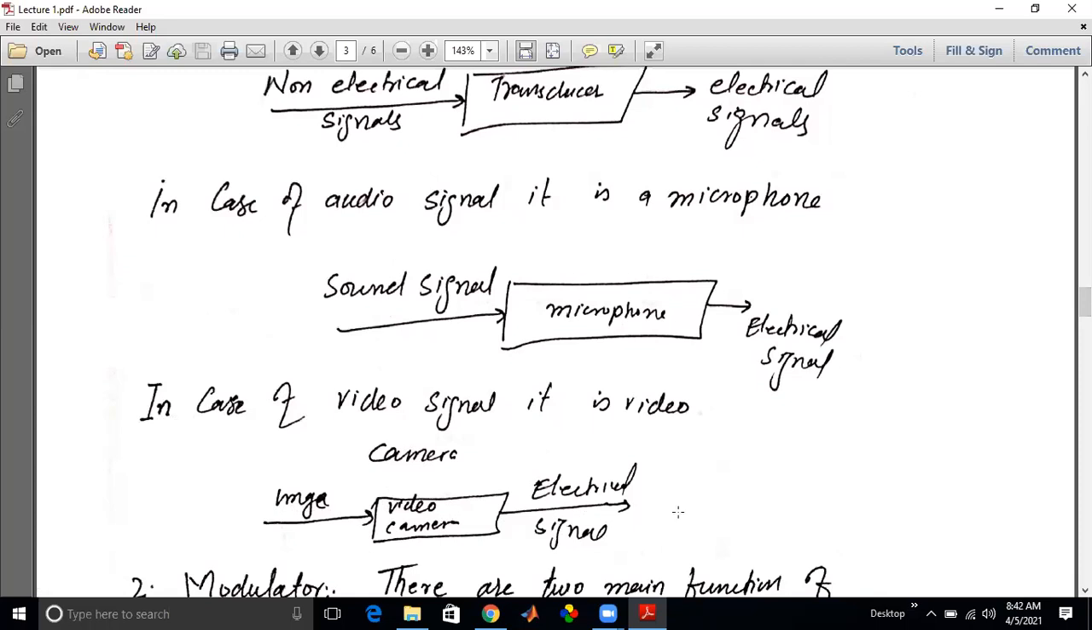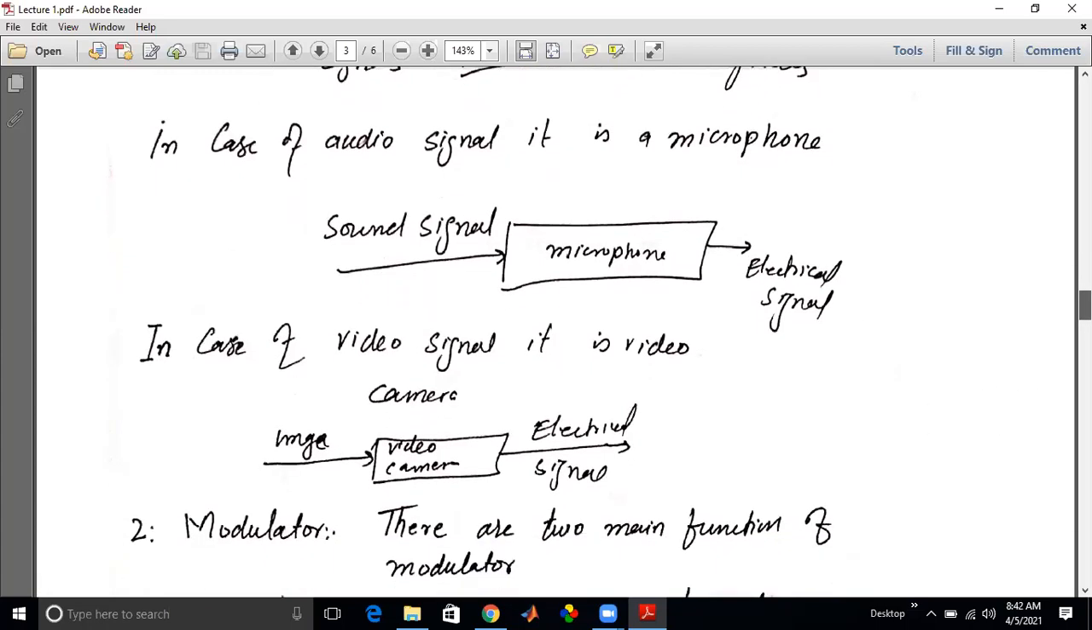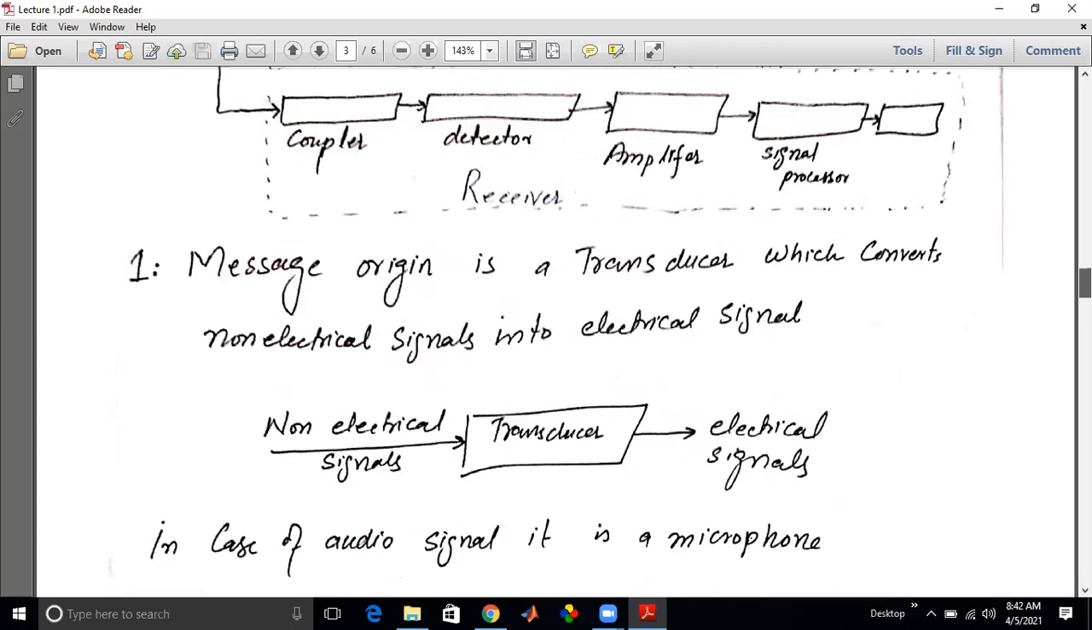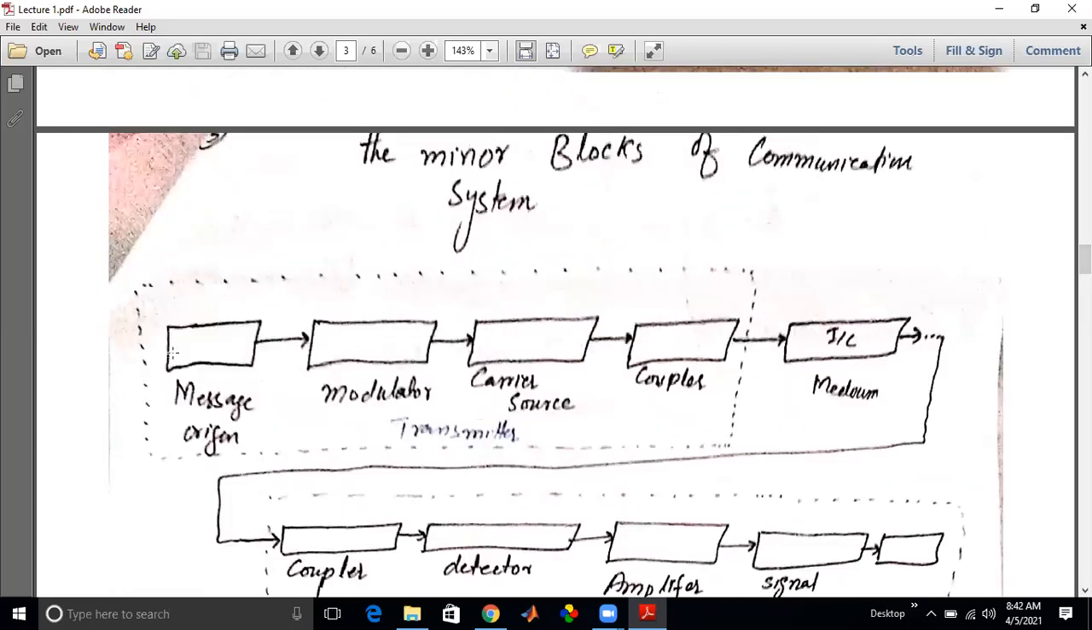Now I am transmitting audio and video, so I use both transducers, the microphone and the video camera. My microphone converts the sound signal to electrical, and my video camera converts my image to an electrical signal. So the first block is the transducer, which converts non-electrical energy into electrical energy.